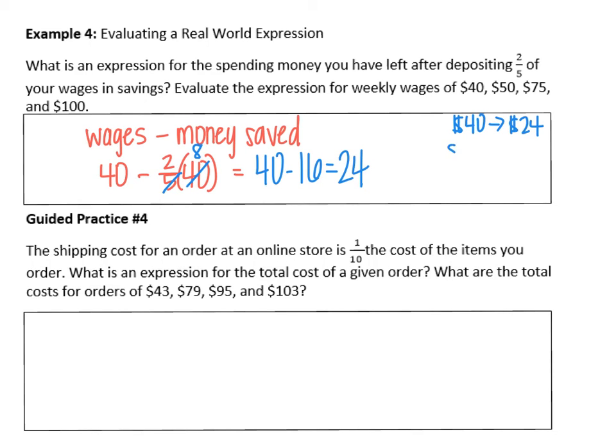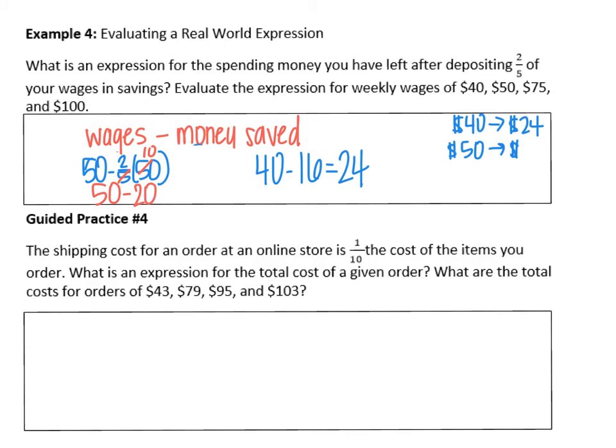What about for 50? Well, I'll just do 50 minus 2/5 of 50. Well, 5 will go into 50 10 times. So that's 50 minus 20, which is 30.